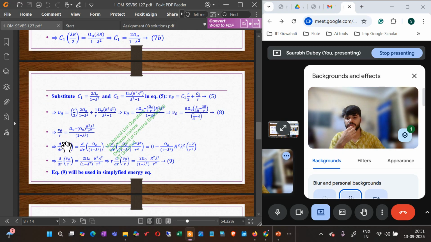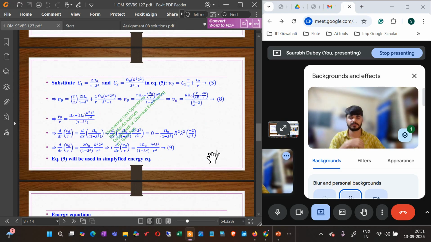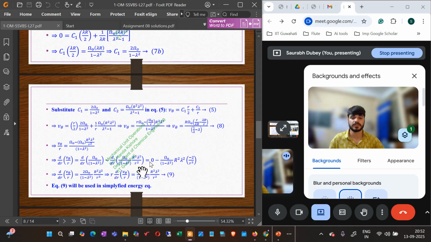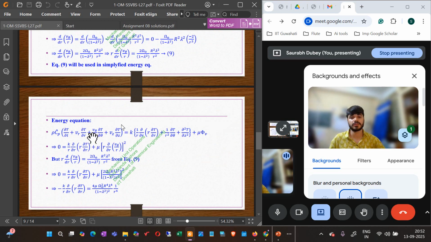Now if you see this V theta by R equals this, right? Del V theta by del R, V theta by R you have calculated, just rearranging the above equation, and then d by dR of V theta by R you are calculating, and you are getting them like this, right? So equation 9 will be utilized in simplifying the energy equation. So for the time being, you just keep it here in the energy equation. This time you will be replacing by this. So now the energy equation is this one.